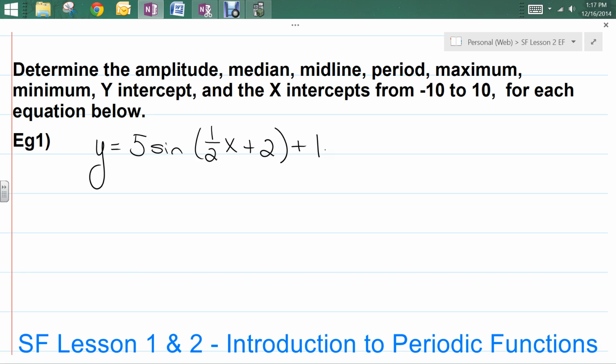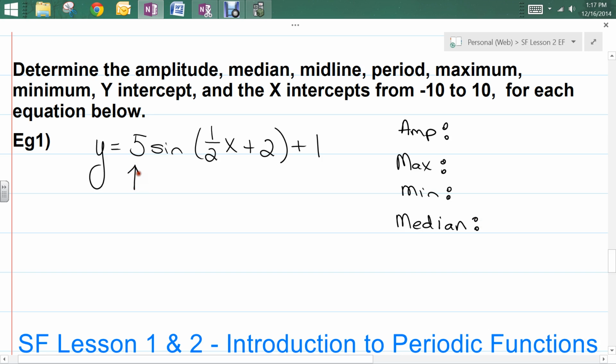But if I'm looking at this one, I'm going to find first the amplitude, the max, the min, and the median, because those are probably the easiest to find. Using the theory from the previous page, the amplitude is the A value. Where the arrow is pointing is the A value, so the amplitude is 5 units. Okay? That's it.